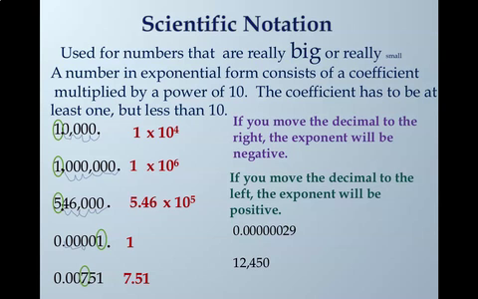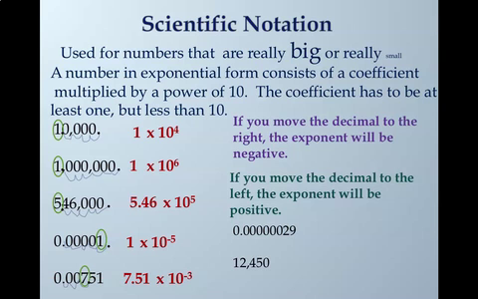So I have 1, 2, 3, 4, 5. Now it's to the right, so it's going to be negative, so I have times 10 to the negative 5th. Okay, next one, 1, 2, 3. So I have times 10 to the negative 3rd. Okay, usually you'll do one problem all at the same time, so we'll look at that here.